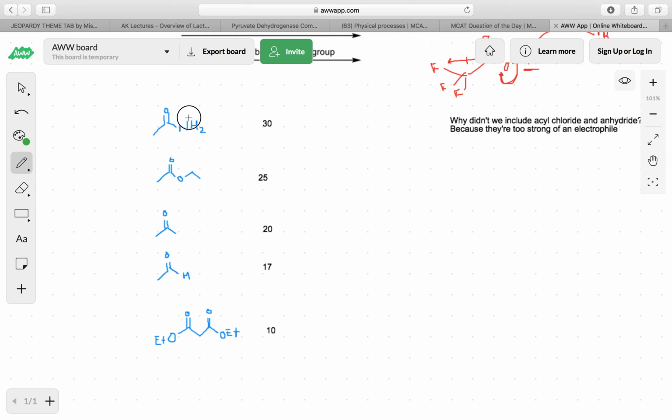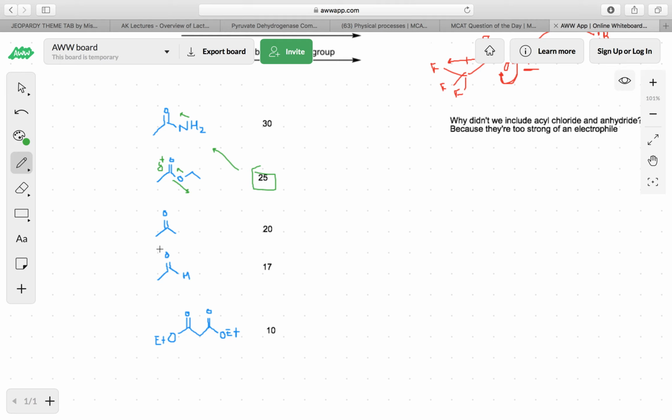So let's quickly go through the understandings of why this is happening. We know that this nitrogen donates some electron density to the center, and this oxygen does the same thing. But this oxygen is more electronegative. It sucks away more electrons through induction, and because of that, this will be more electron withdrawing. And because of that, we know that electron withdrawal increases acidity. So that's why this guy has a lower pKa than the amide.